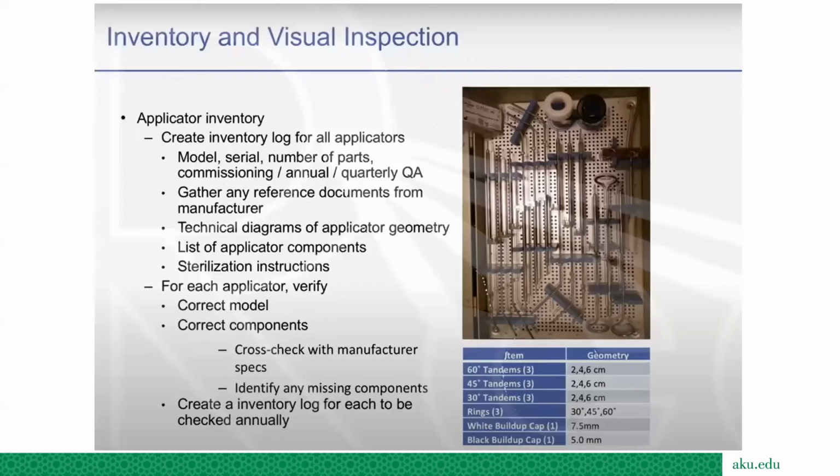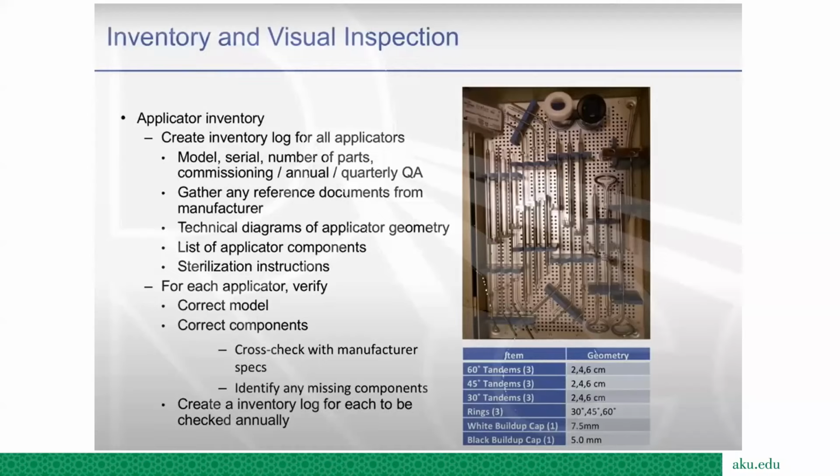The first part is the inventory and visual inspection. This is a very basic part that everybody should do: create an inventory and log of the applicators, which should include the model, serial numbers, and quarterly QA. Similarly, reference documents from the manufacturer. This is a very important document, and one should go through it because there are many different points and important areas we should look into. There's a technical diagram of the applicator geometry. We will touch on this in the following slides.